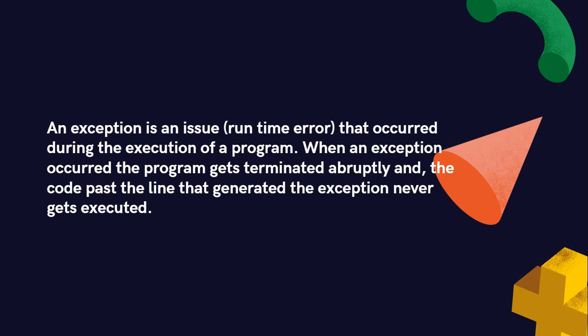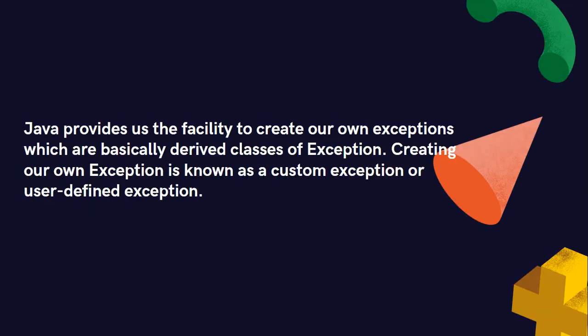And when an exception occurs, the program gets terminated abruptly, and the code past the line that generated the exception never gets executed. So whenever an exception or error or issue comes in your project, your program is not going to execute further. Java provides the facility to create our own exceptions, which are basically derived classes of exceptions, known as custom exceptions or user defined exceptions. So Java provides us some facilities to create our exceptions.